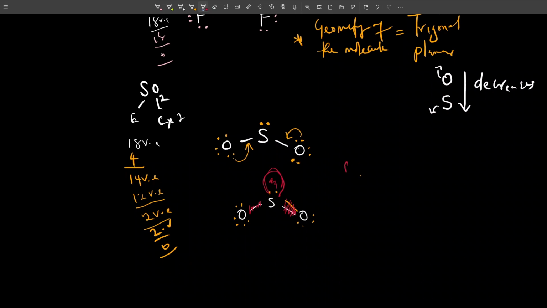It means that the electron cloud geometry, let me write ECG, and let's take our time, the electron cloud geometry of SO2 is also what? It's also trigonal planar. This is the electron cloud geometry of SO2. Okay, normally the bond angle for trigonal planar should be 120 degrees, right? 120 degrees. That should be the bond angle.